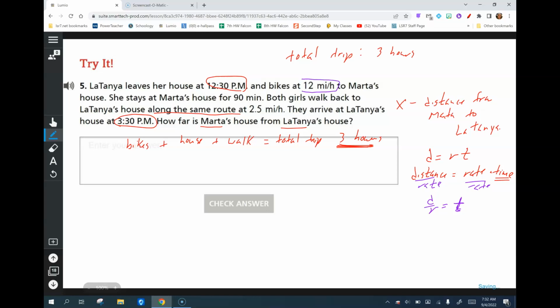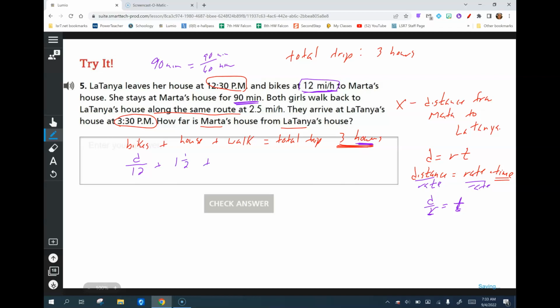This is in 12 miles per hour. And this is in hours, so we want to use hours. That is important. So for the bike, we took the distance divided by the rate. How long did it take her to bike? 12. How long was she at the house? So she was there for 90 minutes, but we have to have everything in hours. So 90 minutes, how much is that in hours? Well, that one we know is 1.5 hours. But what we would do is take 90 divided by 60 because we're converting minutes into hours. So 90 divided by 60 is going to be 1.5 hours.